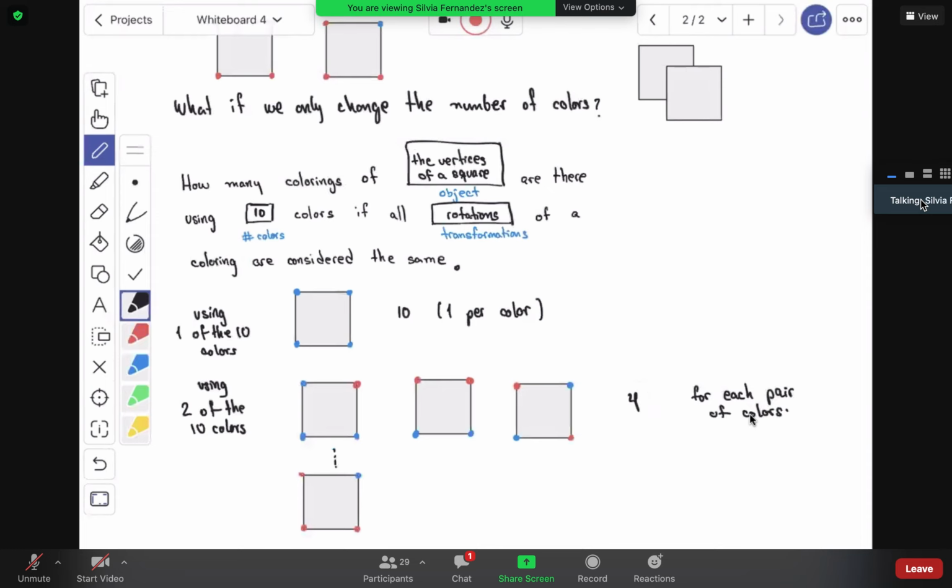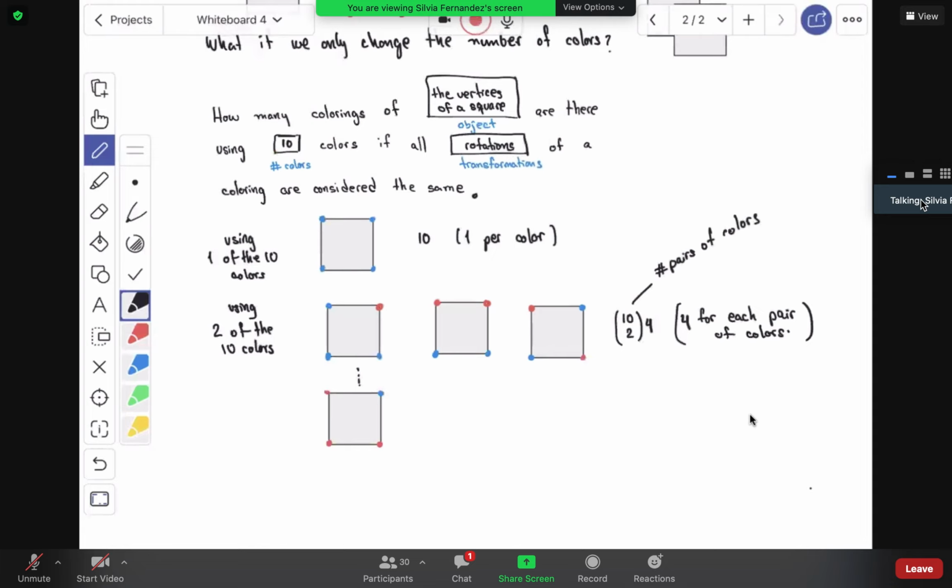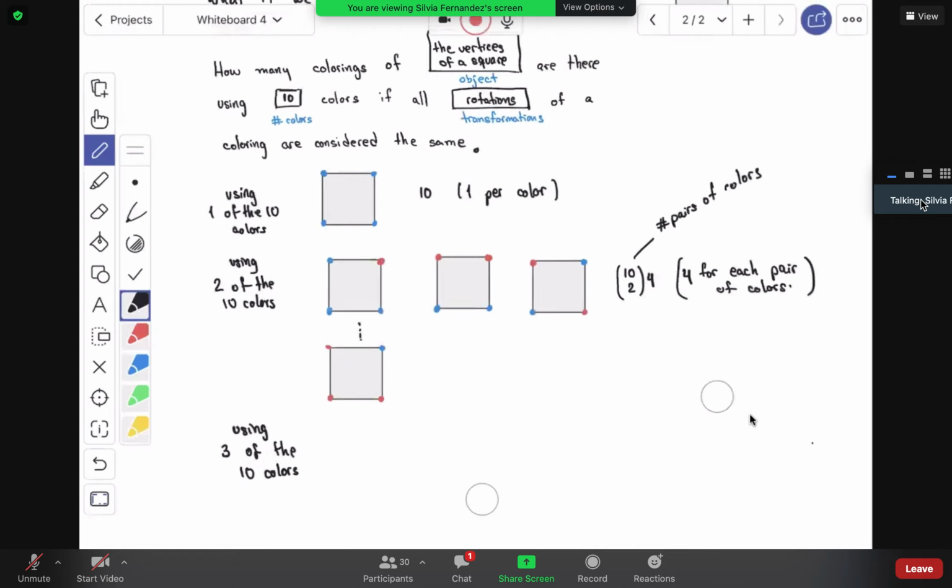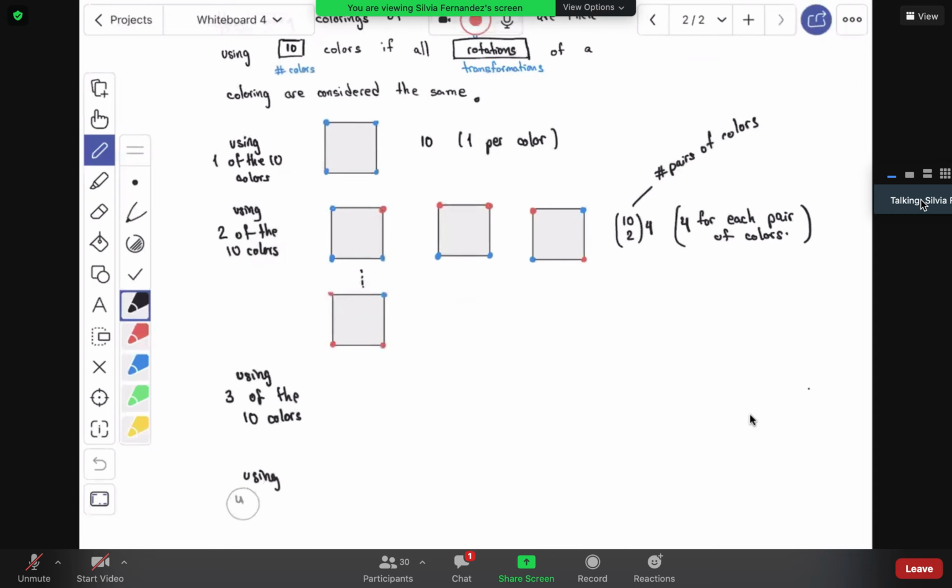Actually, four for each pair of colors, right? And how many pairs of colors do I have? I take the number of pairs of colors times four. And then we need to count the ones using 3 of the 10 colors. And then I need to use the ones using 4 of the 10 colors. And that's it, right? Because since I'm only coloring 4 vertices, I cannot use 5 colors at the same time. So I will need to do that.